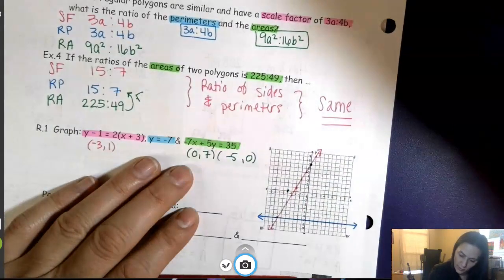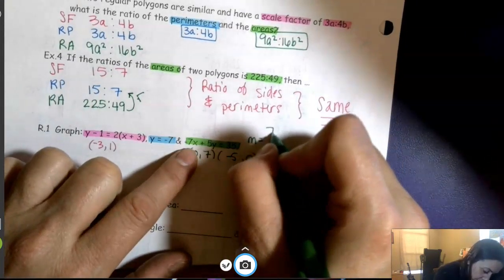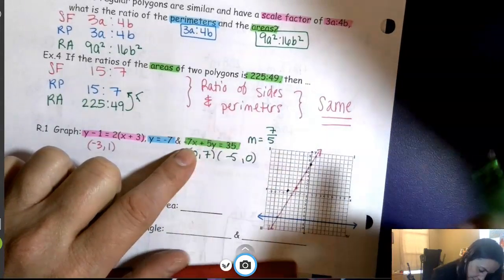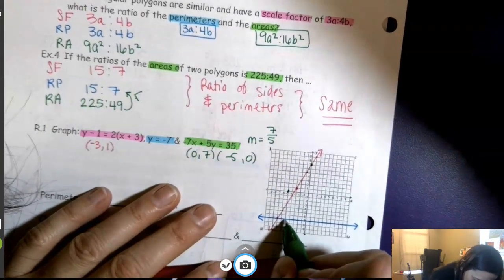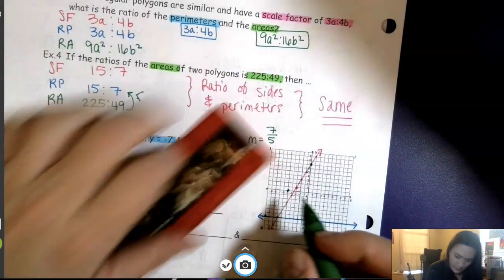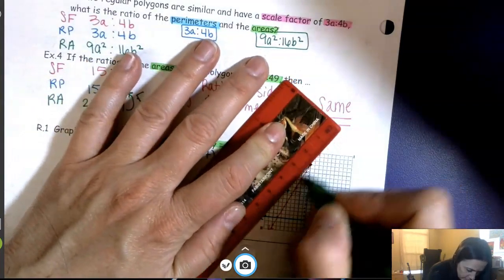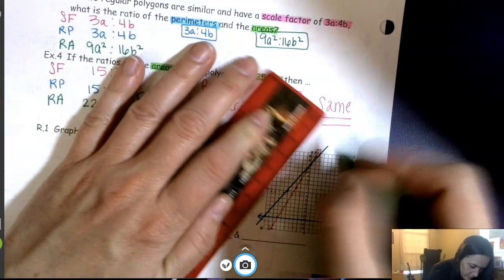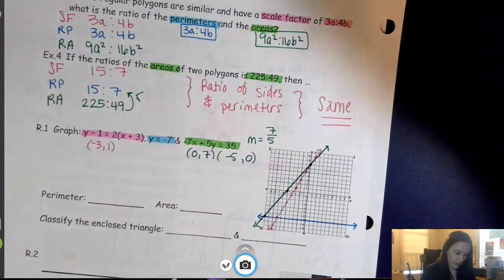That gives me a slope of negative a over b, 7/5. Up 7 over 5, down 7, back 1, 2, 3, 4, 5. There's kind of a wonky little triangle. It's a little bit tricky.